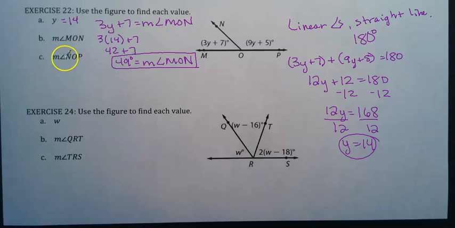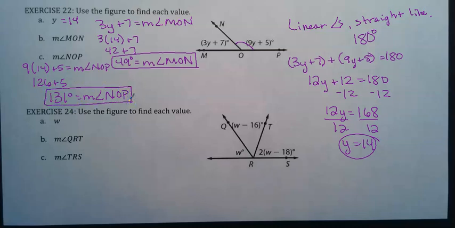And now to do the measure of angle NOP, well, NOP is this angle, so that's the 9y, or 9 times 14 plus 5 equals the measure of angle NOP. So 9 times 14 is going to be what? 126 plus 5, so that is 131 degrees equals the measure of angle NOP.